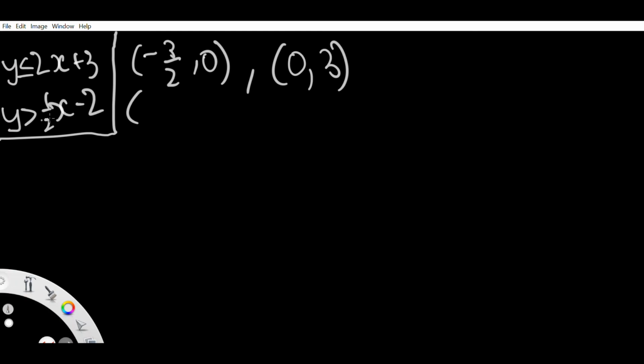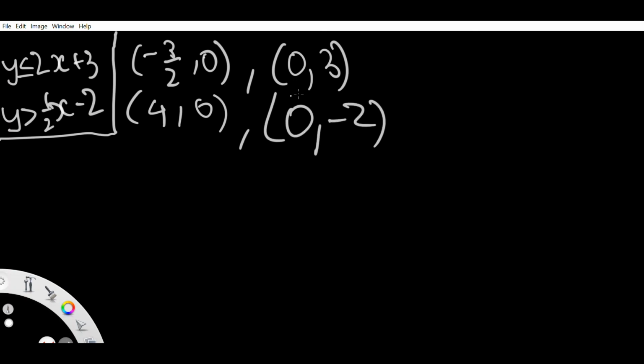Similarly here, y is greater than 1/2x minus 2. So basically what I'm doing here is substituting 0 in for y to get the x-intercept and 0 in for x to get the y-intercept. So 1/2x is equal to 2 and x is 4, so 4, 0. And y is negative 2, so 0, negative 2. Okay, so now that we have our x and y intercepts, let's first graph the first line.